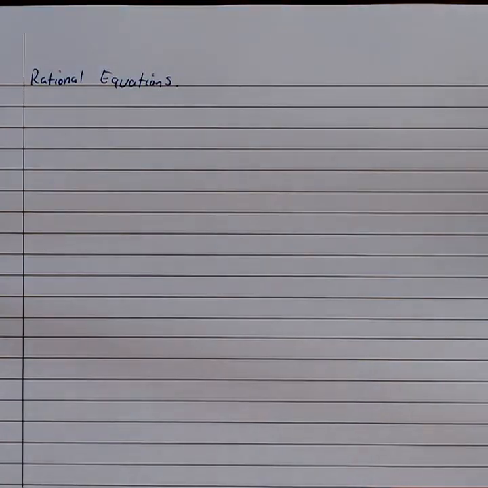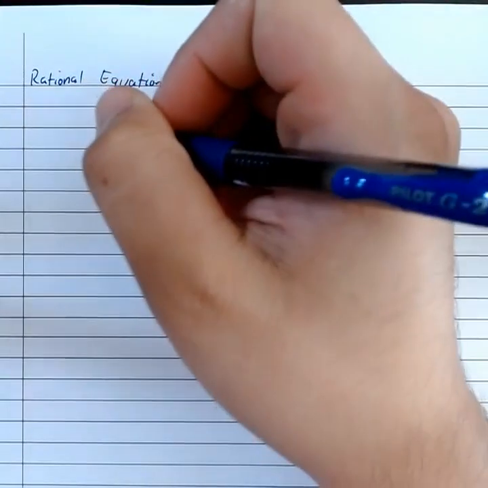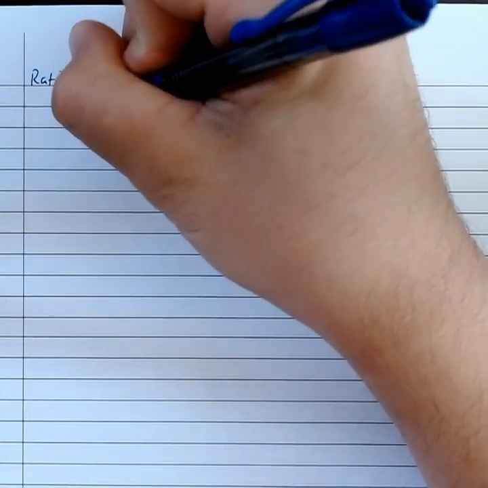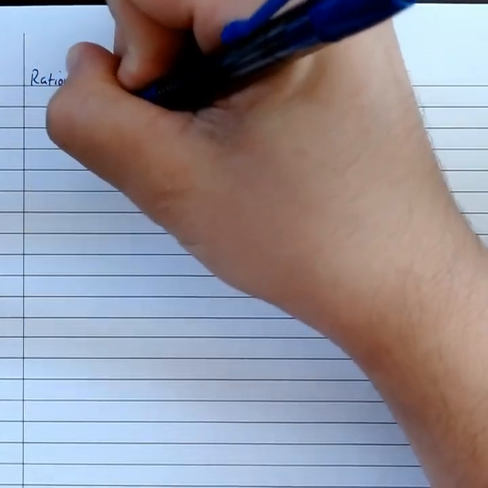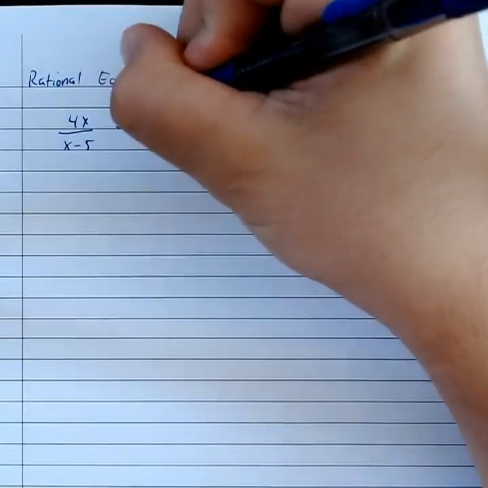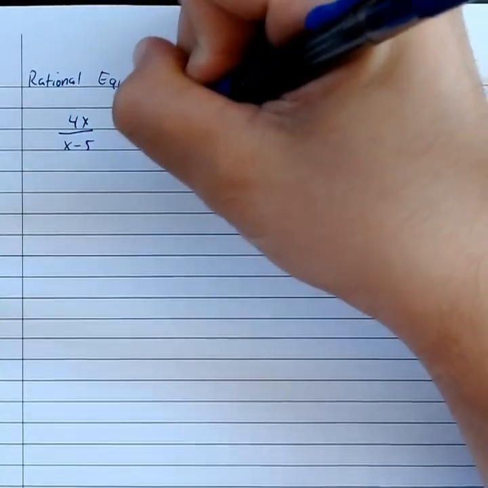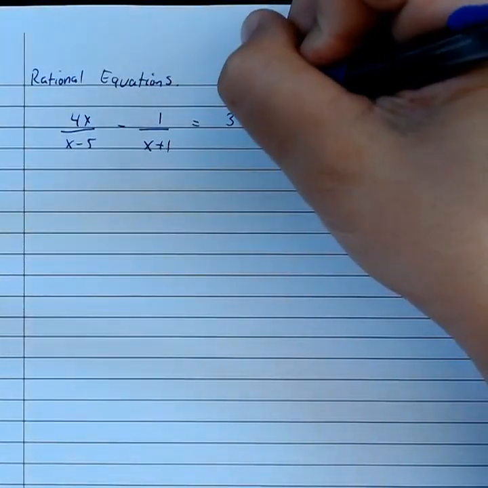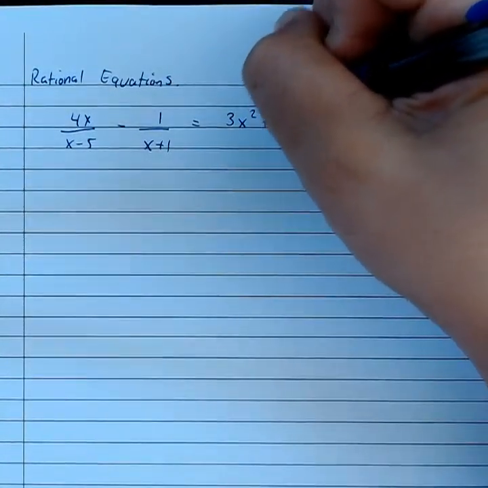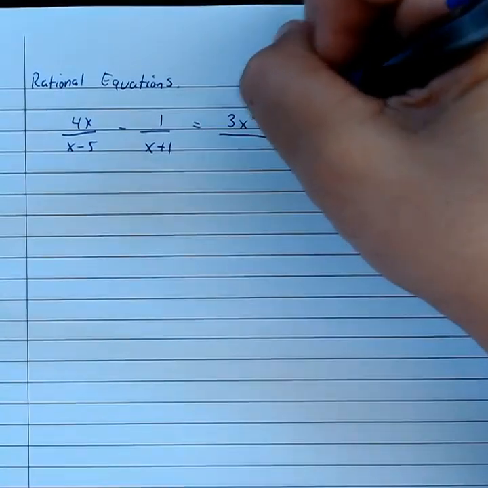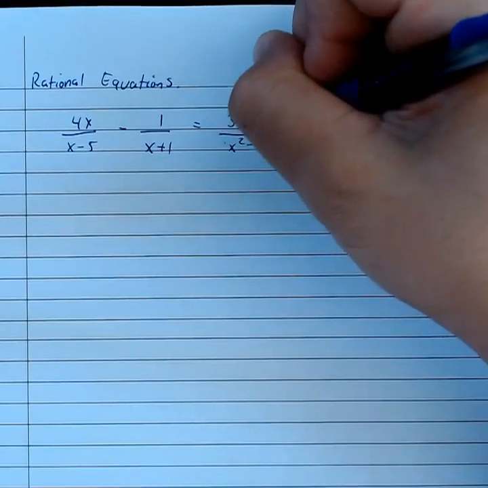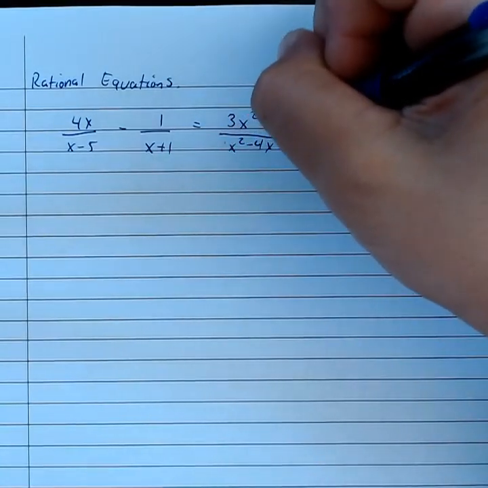So for example, let's try this one. I'm going to take 4x over x minus 5, minus 1 over x plus 1, equals 3x squared plus 3 over x squared minus 4x minus 5.